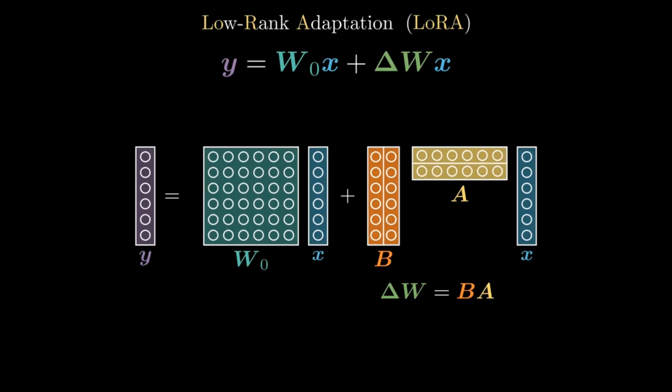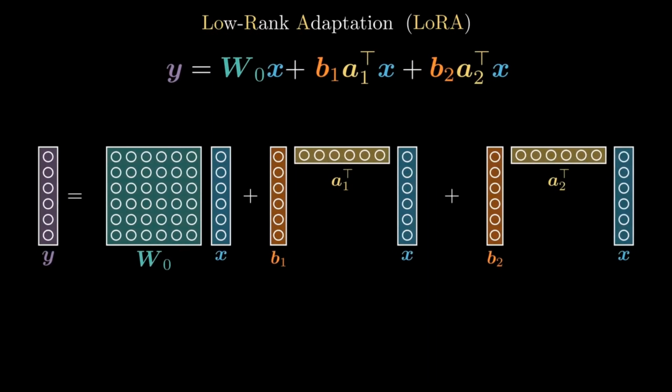Let's break the matrices A and B into row and column vectors. Now we can rewrite the matrix B times A as a sum of vector outer products. This expression offers an interesting interpretation. We can treat the row vectors A1 and A2 as keys, and the column vectors B1 and B2 as values.